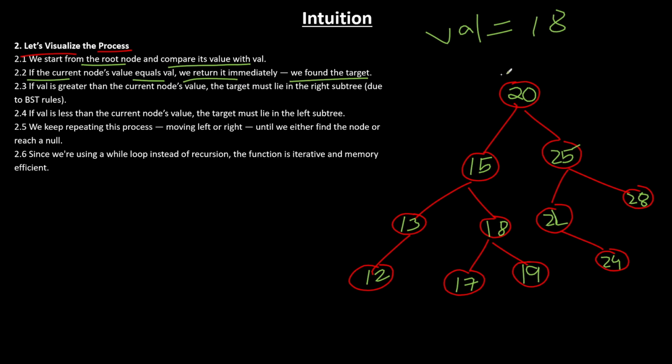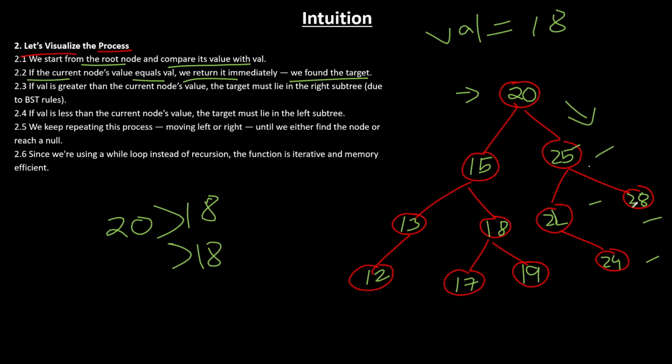But now, if you can see, we're standing here and 20 is greater than 18. Which means that if I go to the right subtree of 20, I will get values which are always greater than 18, correct? 25 is there, 22, 28, 24. So no use of traversing here. So we will use the BST concept and go to the left subtree of this 20 node. So I will come to this particular part.